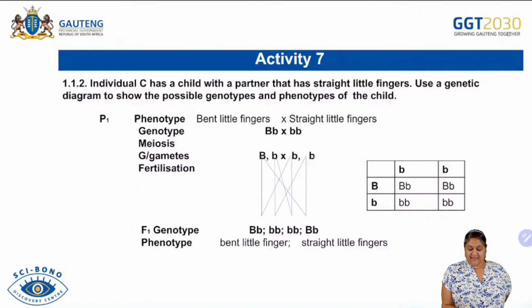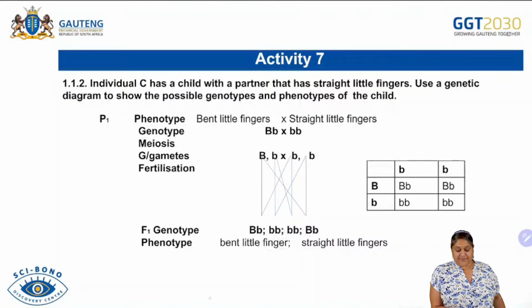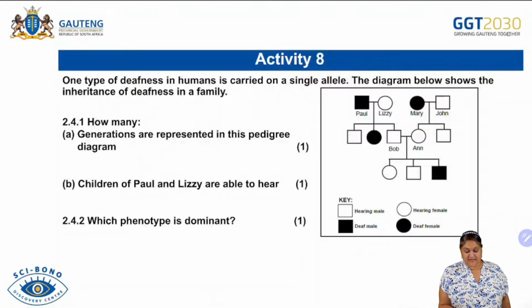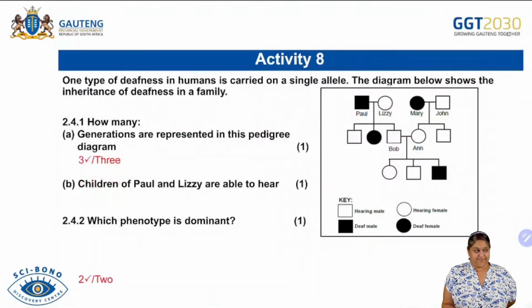Right, so we work out the gametes, we do fertilization, or you can either do the cross or you can do the Punnett square, and then when we get them, we get capital B, small b, heterozygous, and homozygous recessive. So we have 2 heterozygous and 2 homozygous recessive. Bent little finger and straight little fingers.